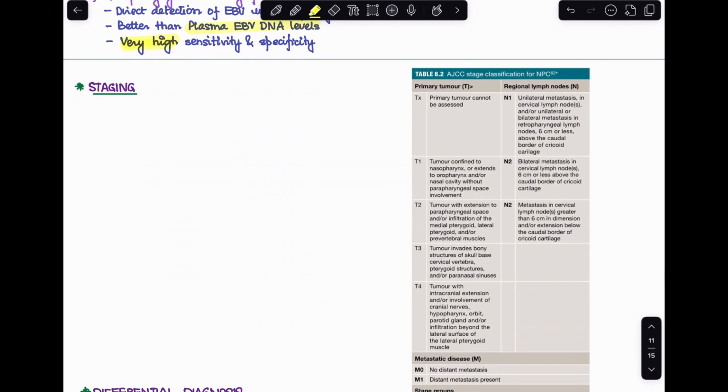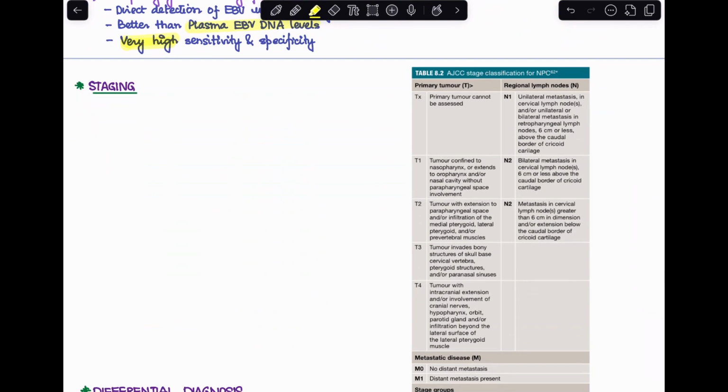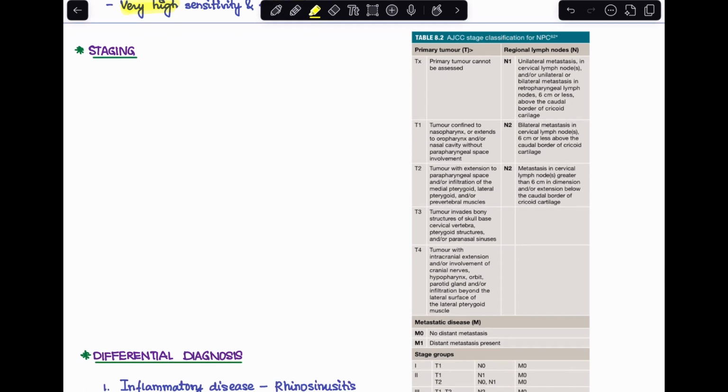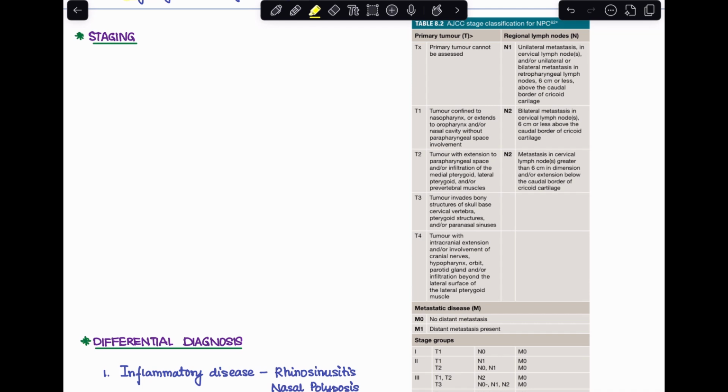Now let's briefly talk about the staging of this disease. We have the AJCC classification for nasopharyngeal carcinoma staging. First looking at the T staging, T1 is when the tumor is confined to the nasopharynx or it is extending to the oropharynx or nasal cavity without any parapharyngeal space involvement. Whenever there is parapharyngeal space involvement, it becomes T2. Along with parapharyngeal space involvement, there can be infiltration of the medial pterygoid, lateral pterygoid or prevertebral muscles.